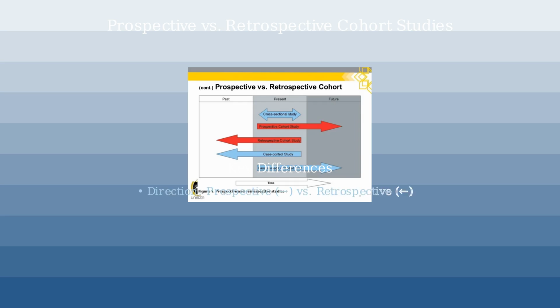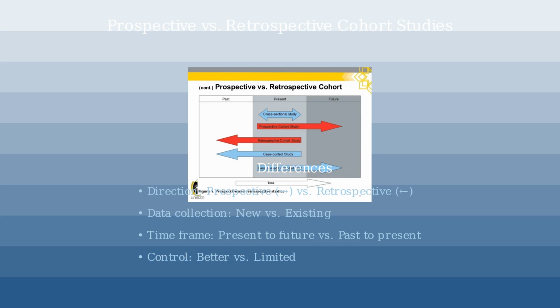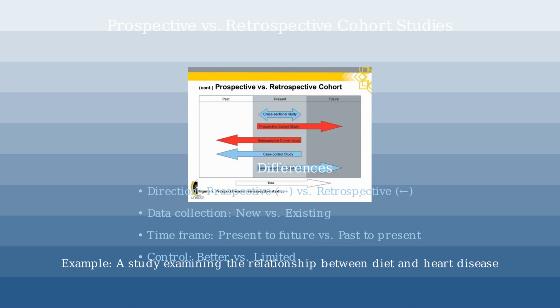Prospective studies move forward in time, collecting new data, while retrospective studies look backward, using previously collected data. Prospective studies follow subjects from the present into the future, while retrospective studies reconstruct cohorts from the past up to the present. For example, in studying diet and heart disease, a prospective approach would enroll healthy participants now and track their diets and heart health going forward, while a retrospective approach would use existing medical and dietary records to reconstruct past exposure patterns. Both approaches have their place in epidemiological research, with different strengths and limitations to consider when designing a cohort study.